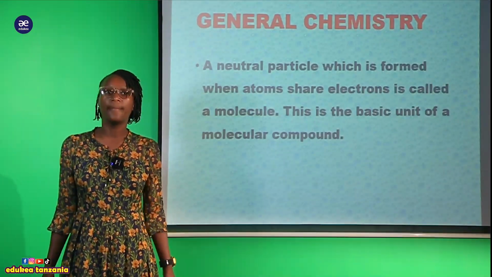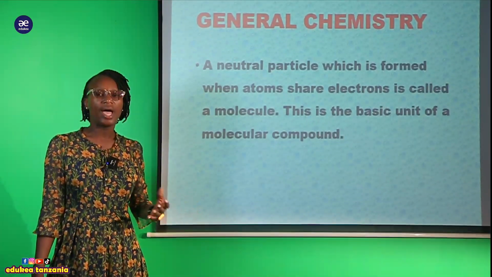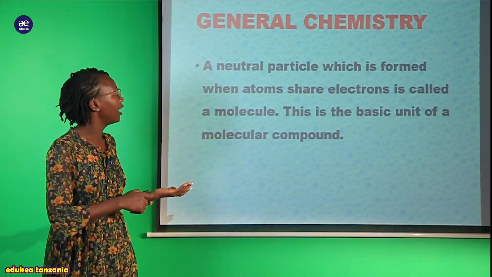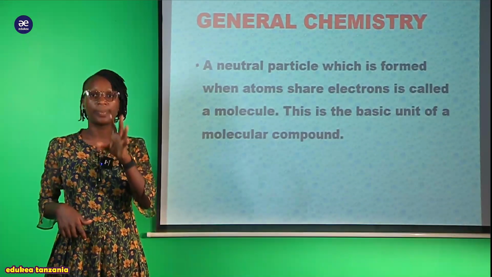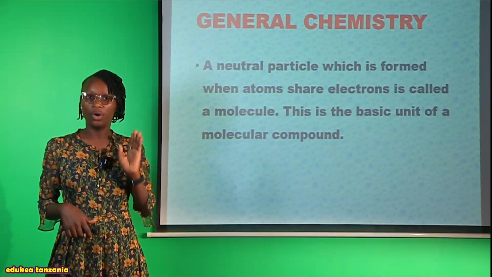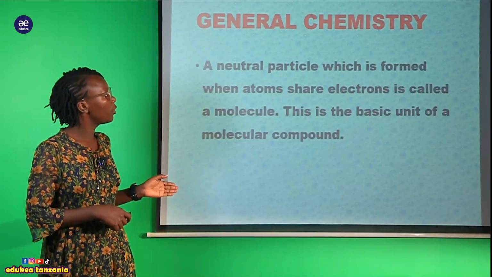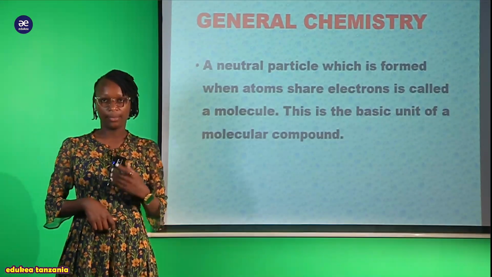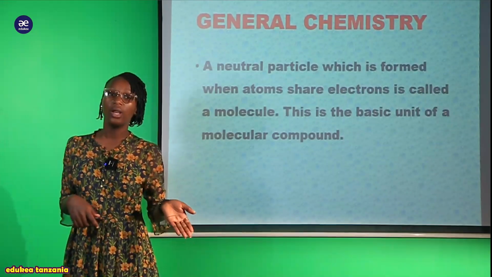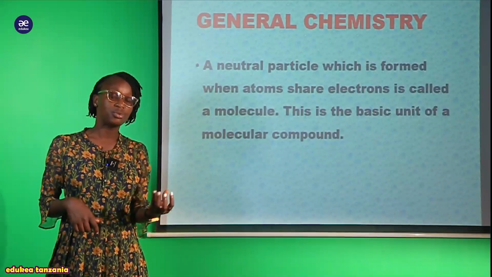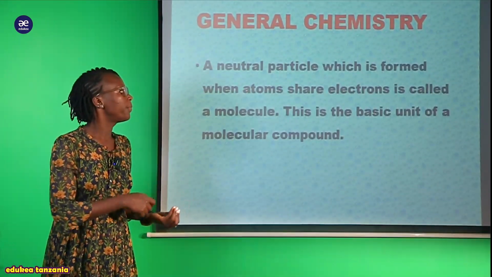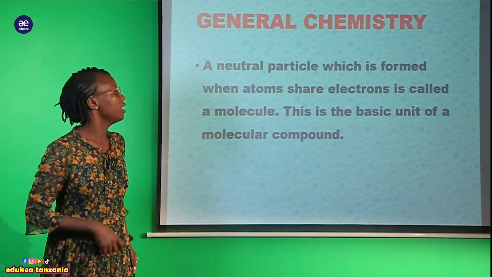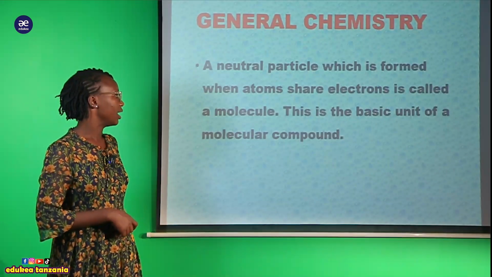These are the simple meanings of the terminology. I hope you know it. Kwamba a neutral particle, when we talk about a neutral particle, we are talking about the molecule. So this is the neutral particle which is formed when atoms share electrons, called a molecule. Kwa hiyo ukiulizwa what is a molecule, obviously you will talk about what? The neutral particle, ambayo inakuwa formed after this sharing of the electrons.